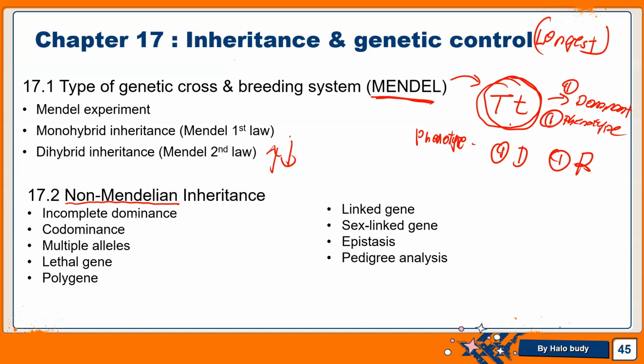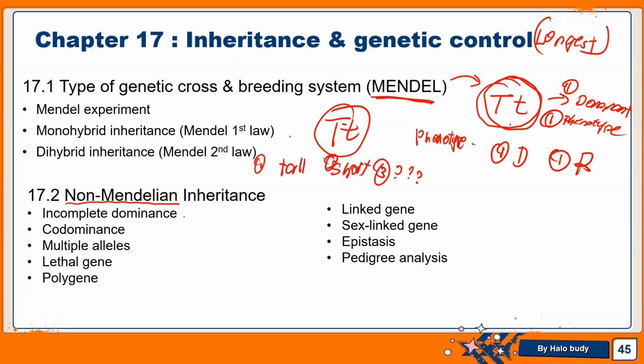So the first one is incomplete dominance and co-dominance. Incomplete dominance, I explain briefly only. With TT in incomplete dominance, it will have another phenotype characteristic. For Mendel, we only have tall and short. But in incomplete dominance, it will have another characteristic. So it is incomplete dominance.